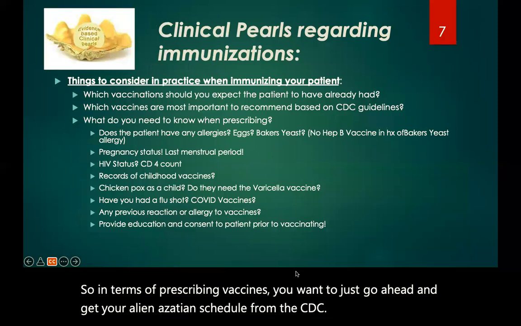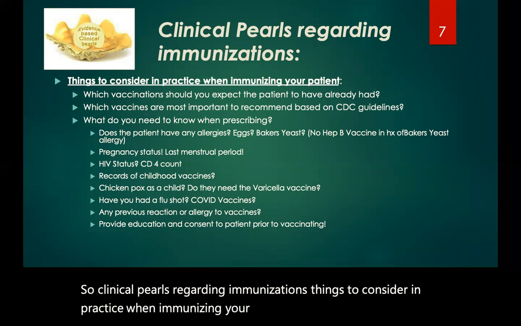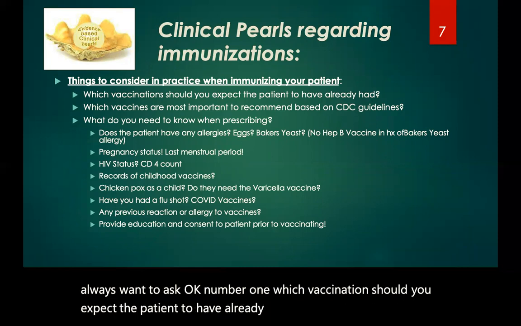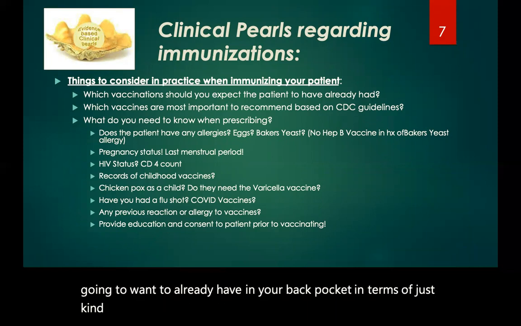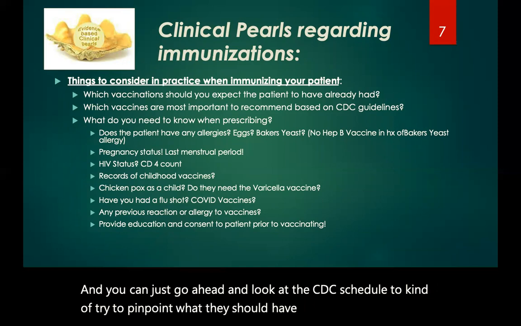Okay, so clinical pearls regarding immunizations. Things to consider in practice when immunizing your patients. These are questions you always want to ask, okay? Number 1, which vaccination should you expect the patient to have already had? Those are things you're going to want to already have in your back pocket in terms of just kind of getting an idea of what they should have already had. And you can just go ahead and look at the CDC schedule to kind of try to pinpoint what they should have already had based on their age.